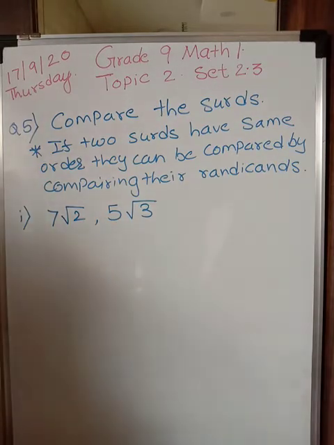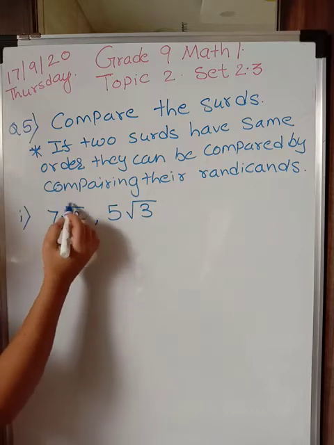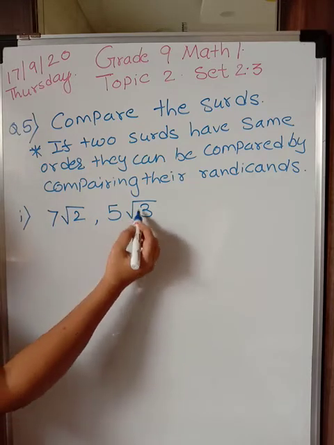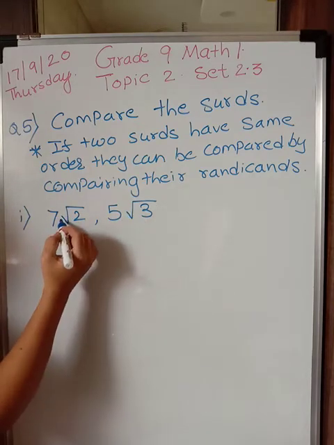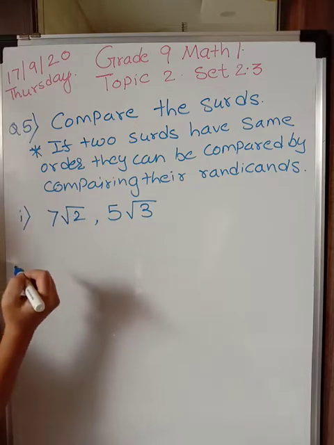Okay. Let's go for the fifth question now. Compare the surds. Now very important point to be noted is that if two surds have same order, you understand what do you mean by order? Order of this surd is 2. Order of this surd is also 2 because it is only square root. Here is n, no. If nothing is there, 2 is there. So n is nothing but the order of the surd.